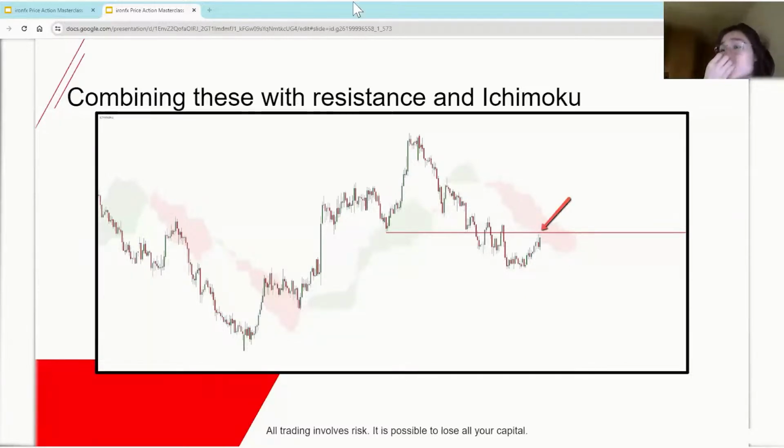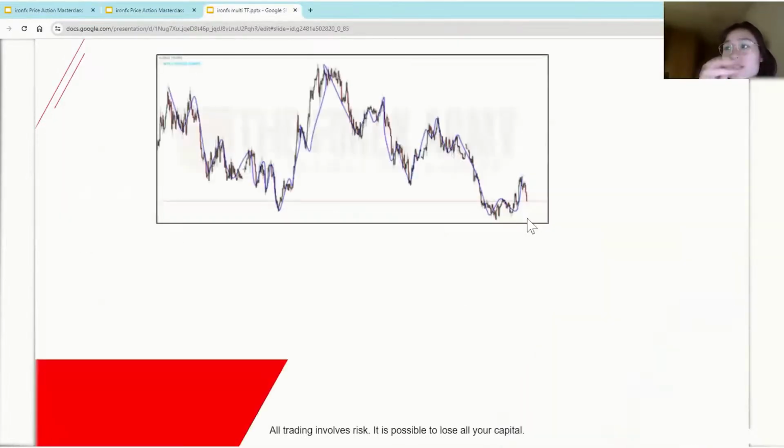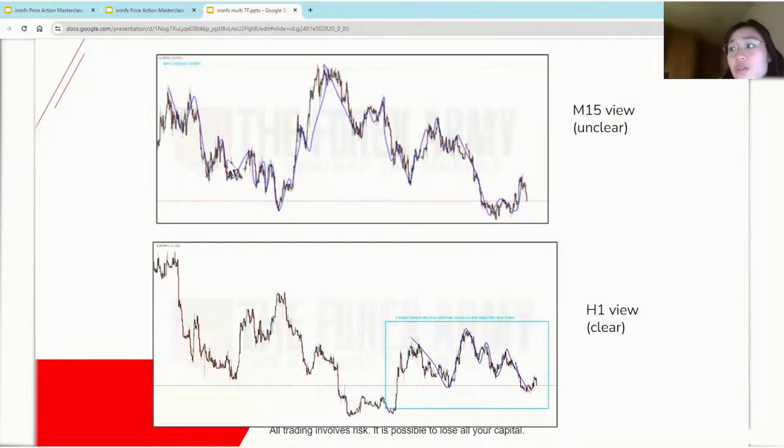Okay. I just wanted to talk about which time frame to use, just really quickly. So here's an example of price. You can see it's kind of messy. There isn't really a very clear market structure. And this is on our M15 chart. Now if we change that and look at it on an H1 view, the exact same chart, just on a different time frame, you can see the market structure is a lot clearer.